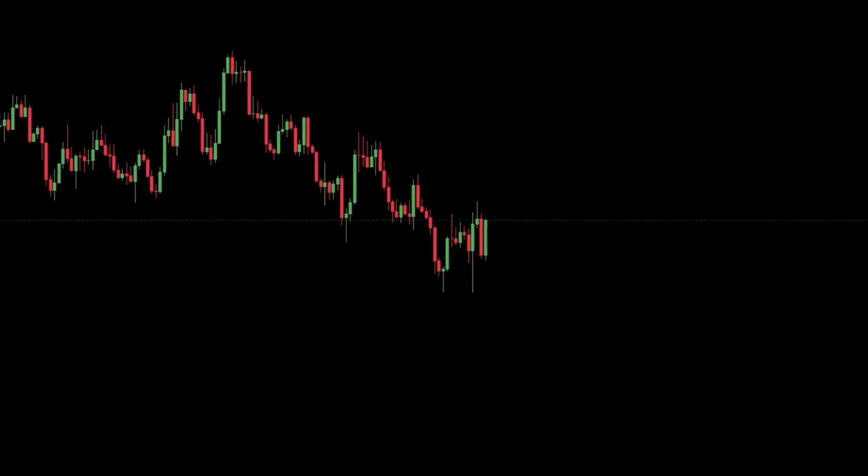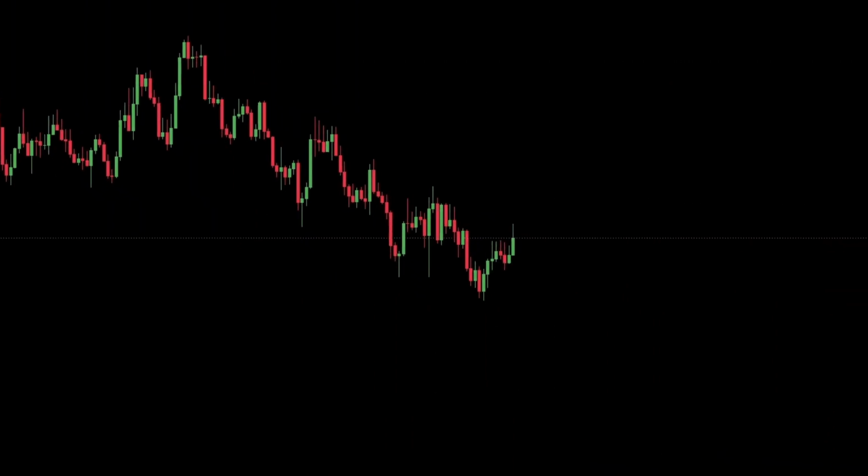Even for the last example, I'm waiting for a clean market impulse, and I want to see a break of structure. The exact same process over and over again.